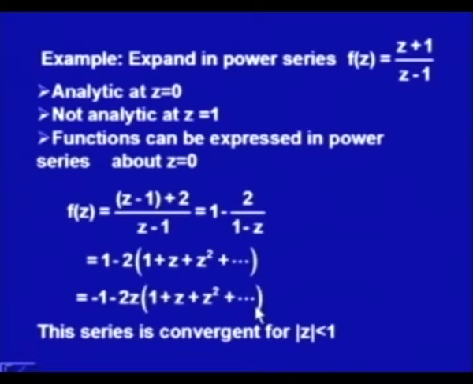and finally we will have f z is equal to minus 1 minus 2 z minus 2 z square and so on, which will be convergent for modulus z less than 1, because about z is equal to 0, if we draw a circle, then if the radius becomes 1, then z is equal to 1 will be a singularity lying on the circle, and then the series will not be convergent. So, we say this series is convergent for modulus z less than 1.